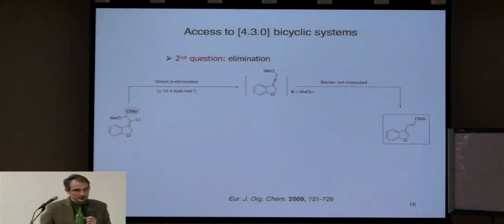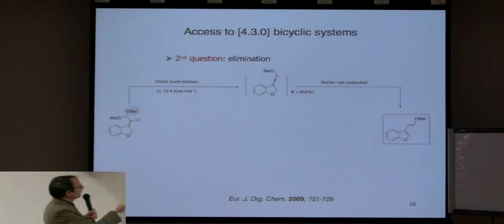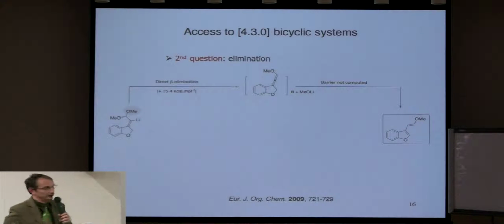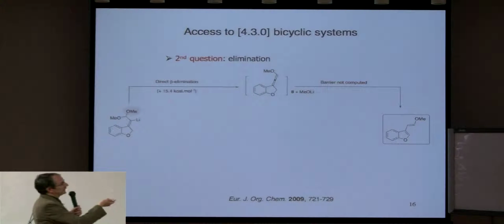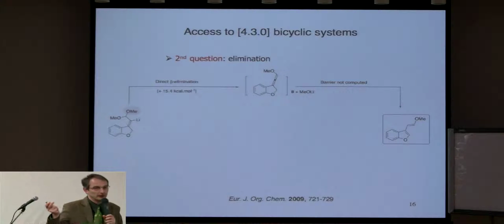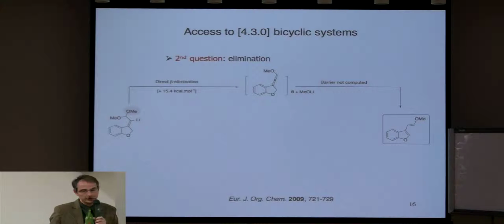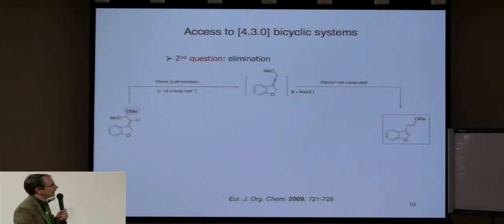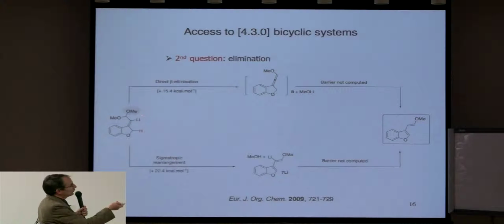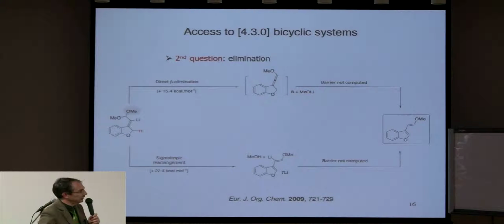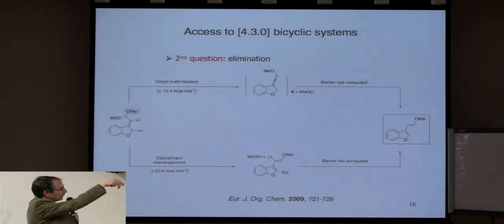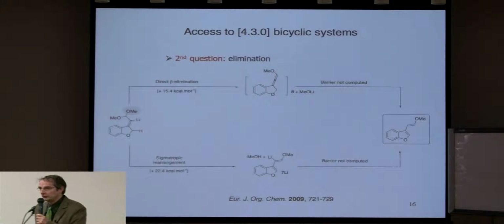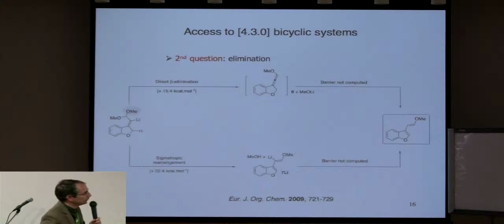Actually, we confirmed this hypothesis by calculation. We tried to do the beta elimination of the intermediate, and indeed, you can see that to get this allene, you need more than 15 kilocalories per mole. That's too high. You cannot do this reaction at minus 78 degrees. It doesn't work. So you need a lot of energy to do it. We also tried to see if there could be a sigmatropic rearrangement between this methoxy and one proton on this position, but it's even worse. You see 22 kilocalories per mole. So that's impossible at minus 78 degrees. So these are not possible routes.